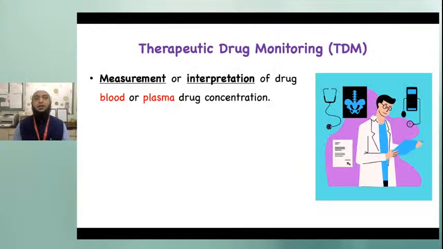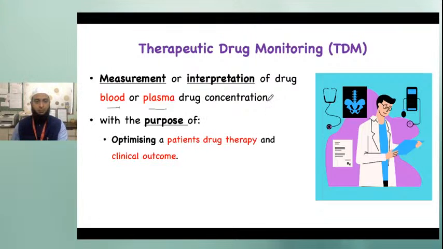Let's see the definition of TDM, that is therapeutic drug monitoring. Basically, TDM is the measurement and interpretation of drug blood or plasma drug concentration. So what are you measuring? You are measuring the blood or plasma drug concentration with two important purposes.